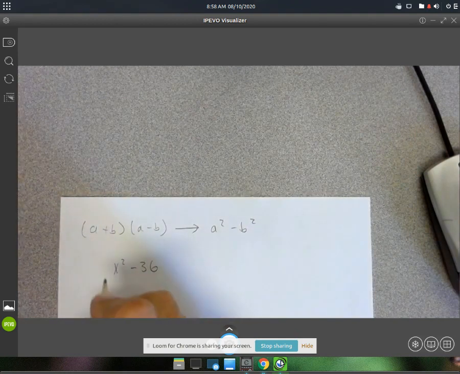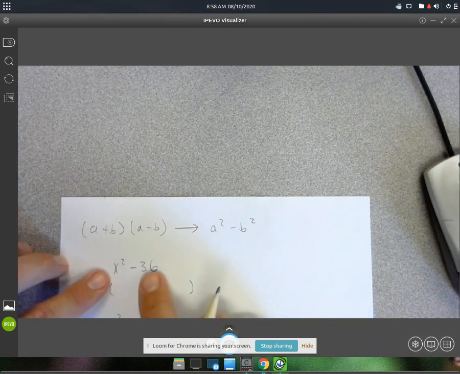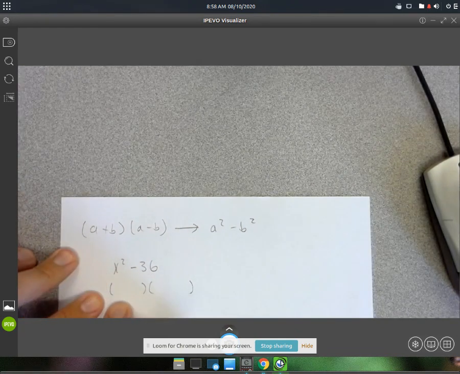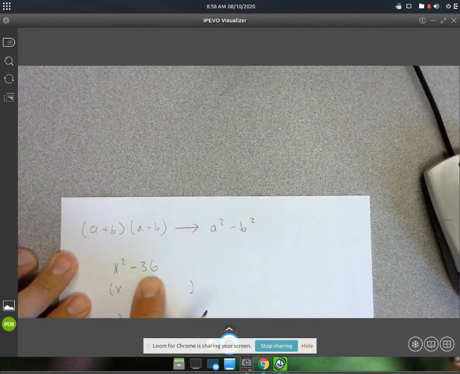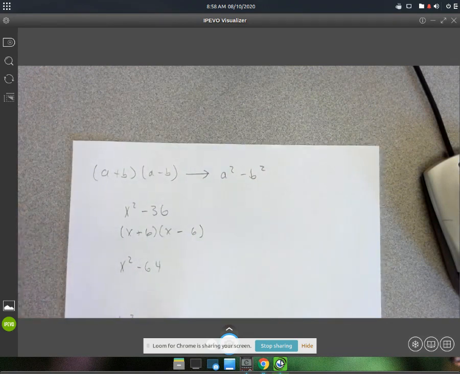So we're going to have something like this. What this formula says, to find out what the factored form is, you just take the square root of both of these. Well, the square root of x squared is x on both of them, and the square root of 36 is 6 on both of them. And then one's plus, one's minus. The order doesn't really matter. So that's it.